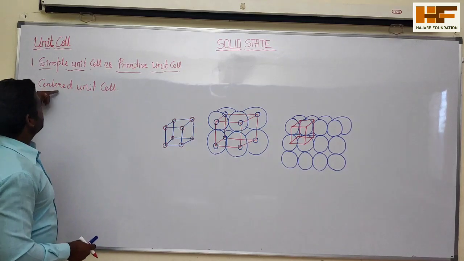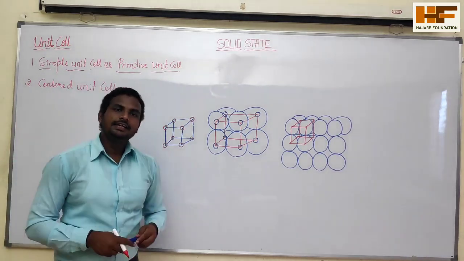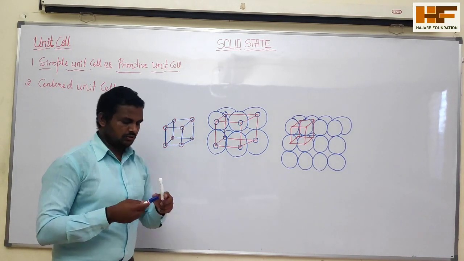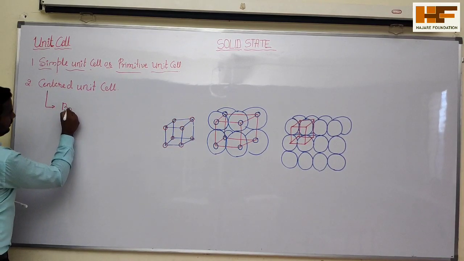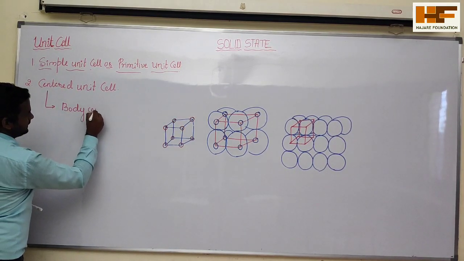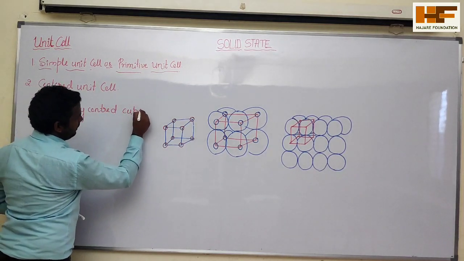Come to the second one, centered unit cell. Again, this centered unit cell is classified into three types. In that, the first one is body centered cubic unit cell.